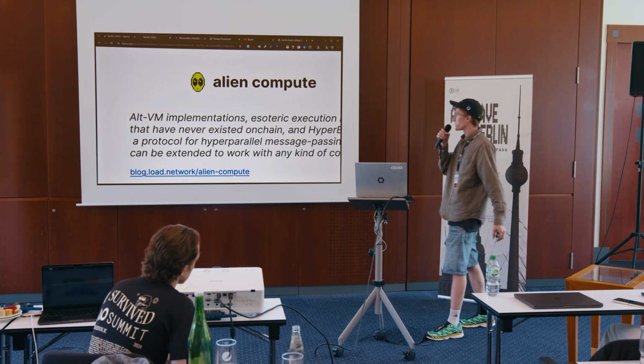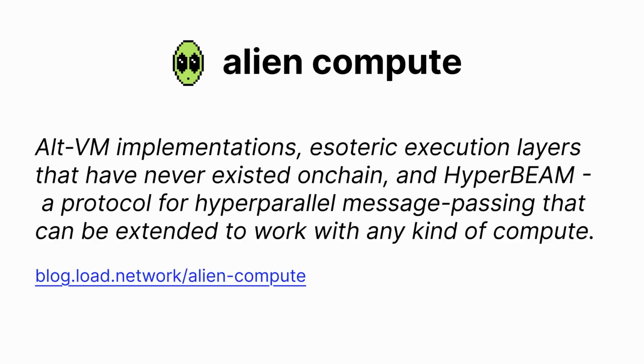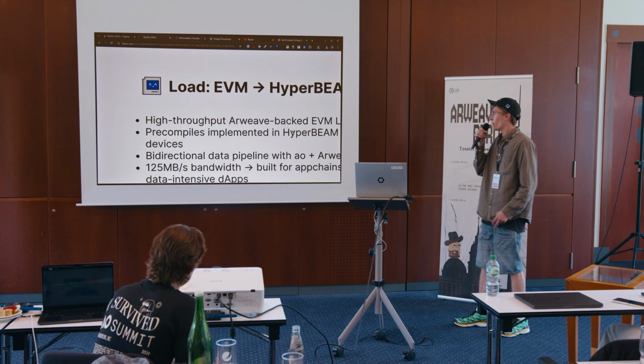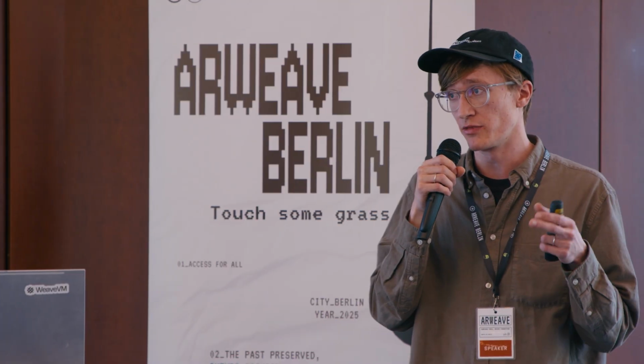We are sort of putting this idea under the umbrella of alien compute. It's basically things that have never existed on chain before and are enabled freshly by Hyperbeam. This would be alt VMs and all of these strange kind of GPU things too. The way that Load fits into this is obviously it's the high throughput Arweave-backed EVM L1 that has pre-compiles implemented in it that can interact with Hyperbeam devices. So you can obviously hit Hyperbeam from the EVM smart contract level.